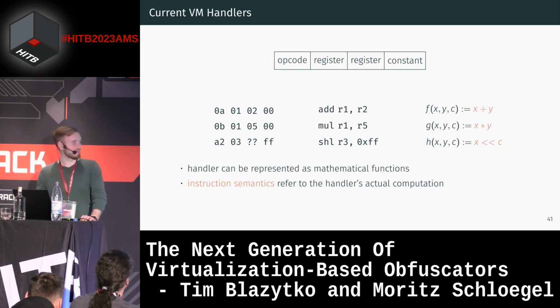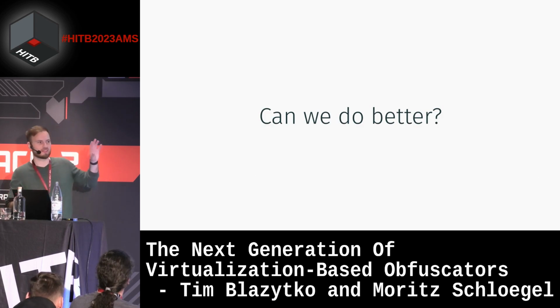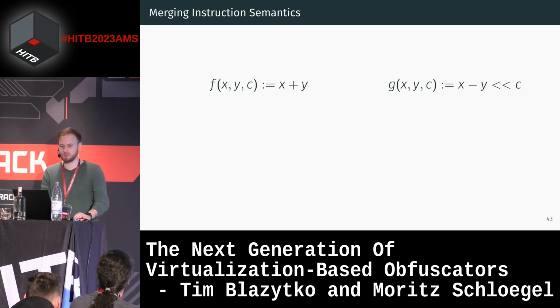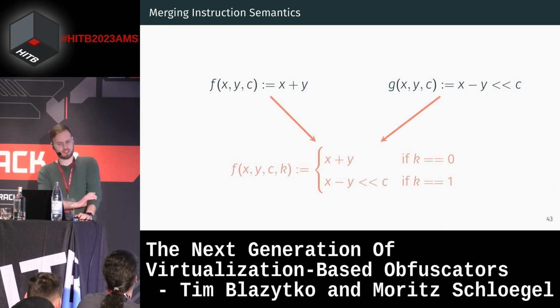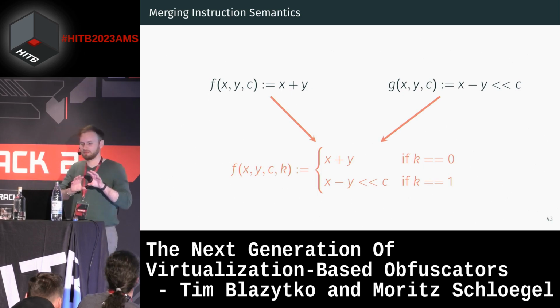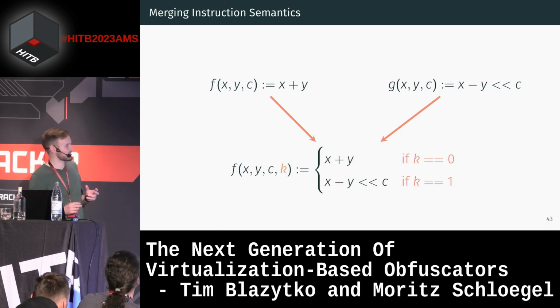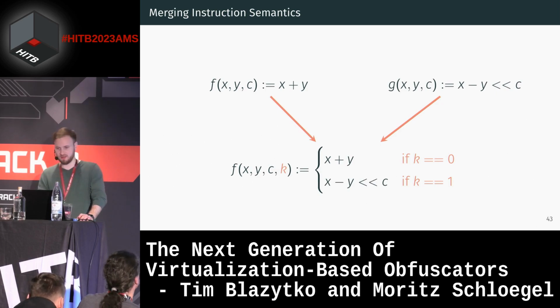All right, so now we can go to the starting point of Loki. Can we do better than these simple current VM handlers? And the answer is naturally yes. We'll dive into a couple of techniques, and we'll start with merging instruction semantics. So we take the instruction semantics of two different handlers and put them into a single new handler. Such that we can address the original instruction semantics, we need our key k, which allows us to select either x plus y or x minus y left shift c in this case.